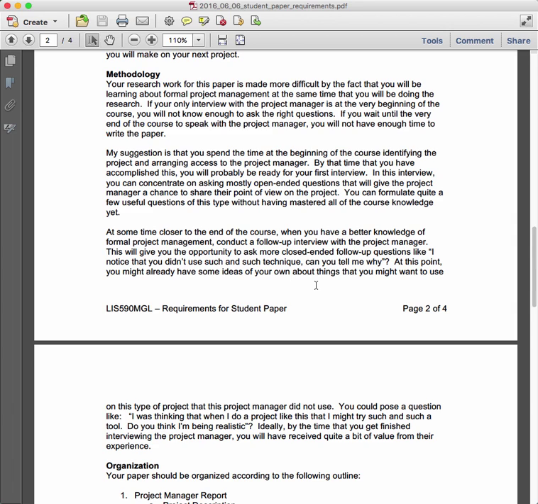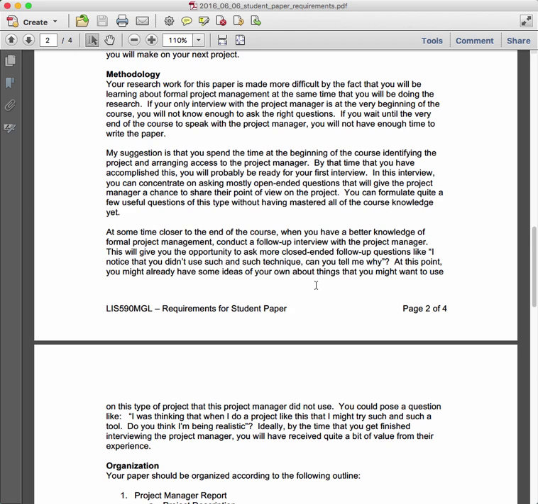Now, in the next of the sections, I talk about the methodology. This, when you think of it in the beginning, seems kind of daunting, because we're going to be interviewing a project manager. At the same time, we're learning about this stuff. So how are we going to do that? How are we going to have time enough to get the interview in and get our paper written and learn about this stuff all at the same time?